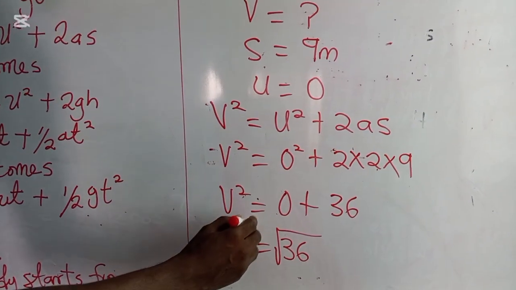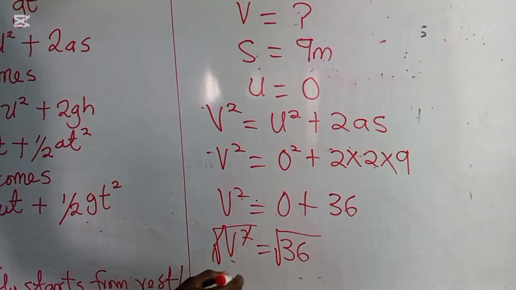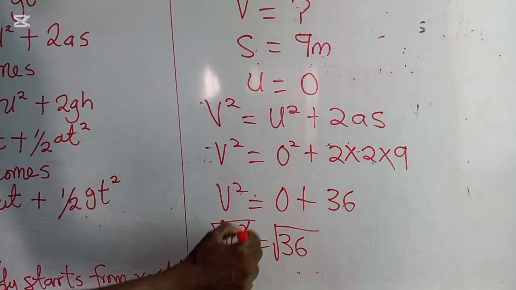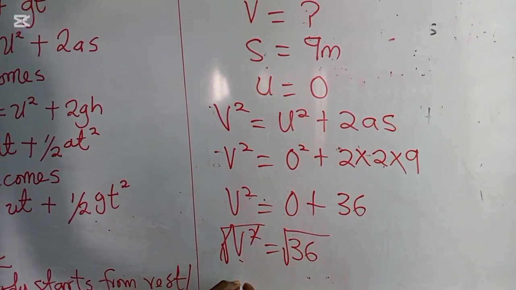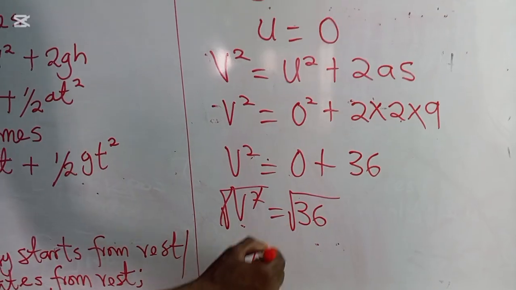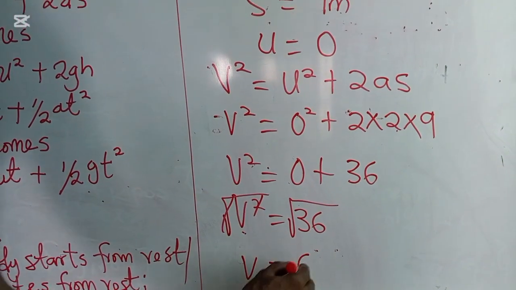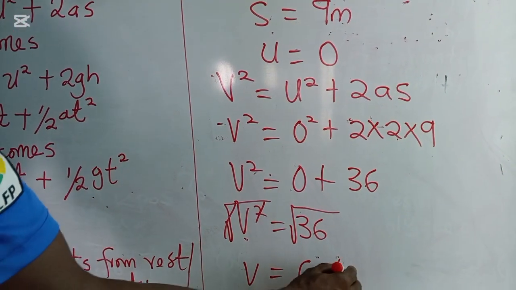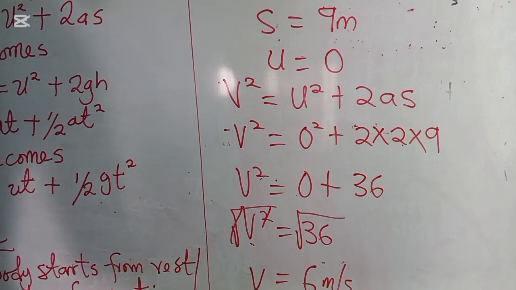So the square will take out this 2. Now the square root will take out this 2. So v is now alone. So the square root of 36 is what? 6 meters per second. So that's our final velocity.